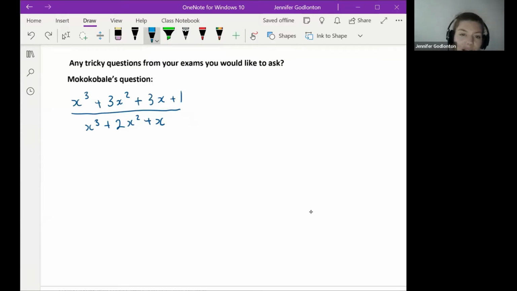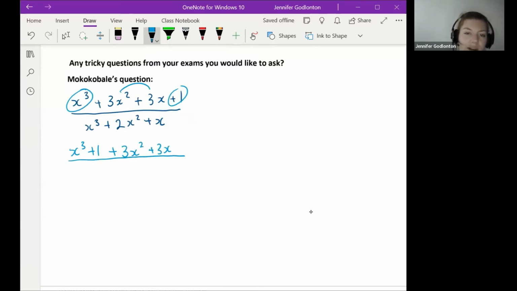But the way that these were actually grouped was this one, and then these two. So I'm just going to rewrite it in the grouping order that we're going to use. Okay, and that's all over x cubed plus 2x squared plus x. Okay, now we're going to break this up.